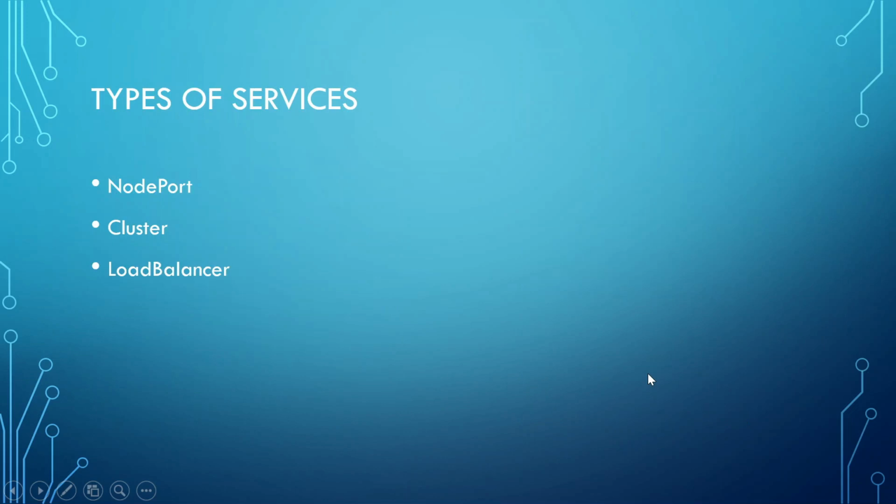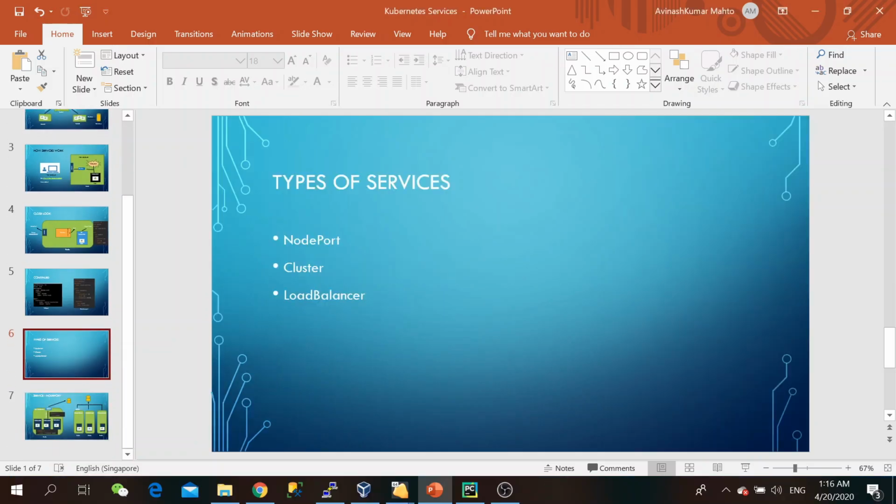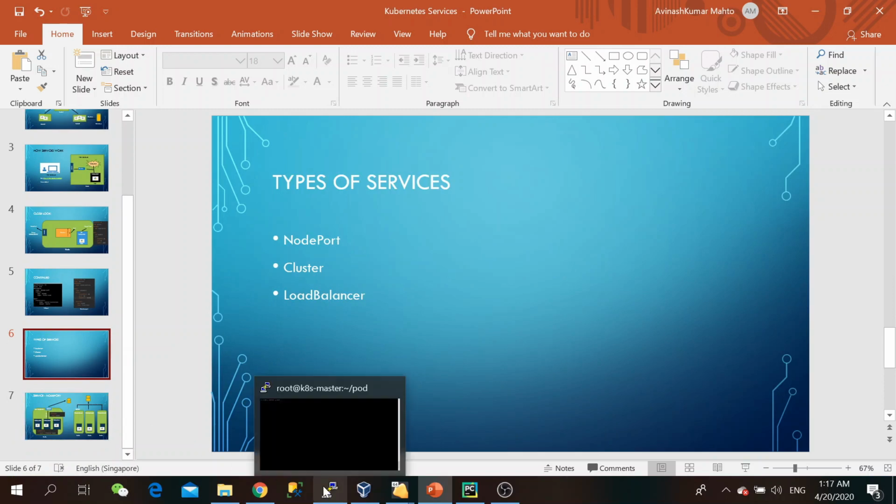Okay, now there are types of services, which, as I have already previously explained, are three: node port, cluster, and load balancer. So today I am covering the node port service, and later on I will cover cluster and load balancer services as well. Okay, so till now we have seen quite a lot of theory, and we should go through some practical examples.